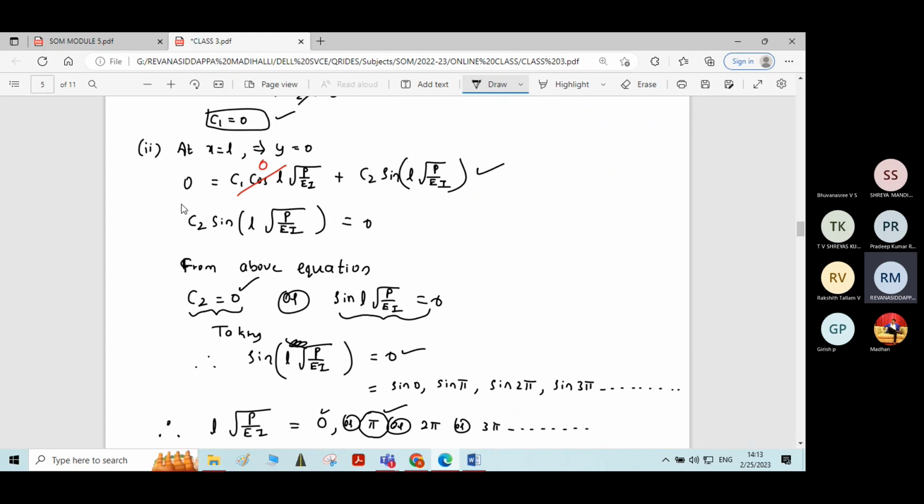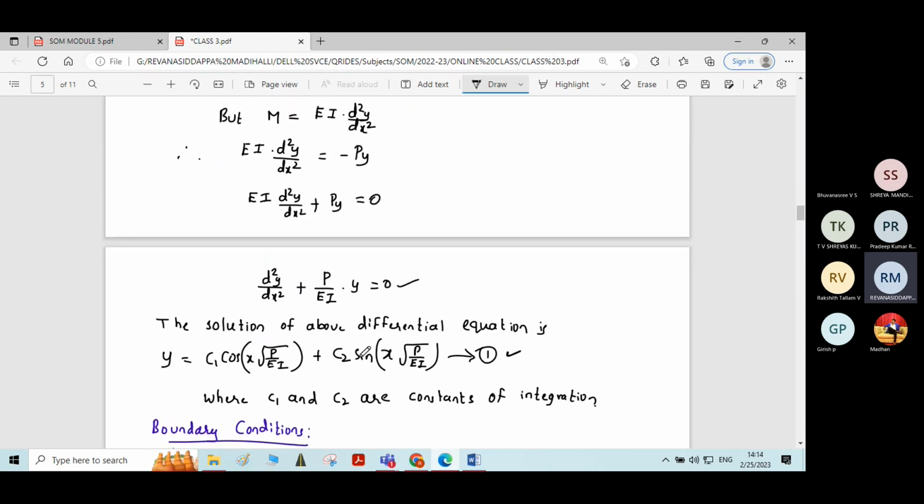From the above equation, there are two terms. One is C2 and another term is sin of L root P by EI. Either C2 should be equal to 0 or sin L root P by EI should be equal to 0, for this RHS to become 0. C2 cannot be equal to 0, because if you substitute C2 equal to 0 here, C1 is already 0. C2 also becomes 0 means there is no equation for the deflection of the column, which practically says that there is no deflection of the column. That is practically not applicable.